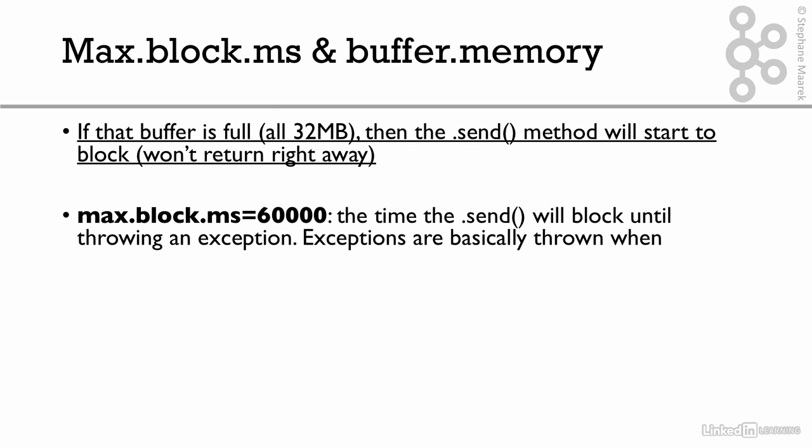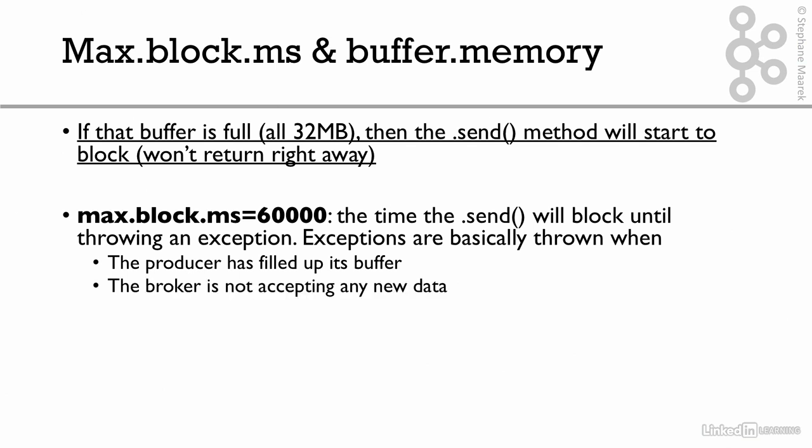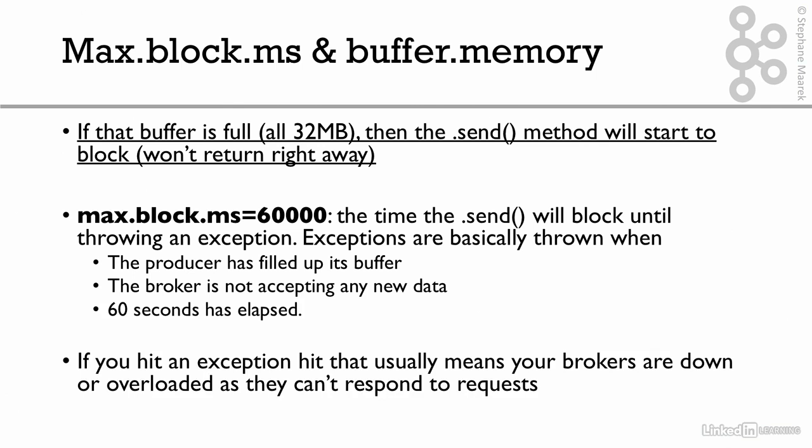And this is the exception sometimes people see when they have super high throughputs. So if you see it, then you're aware of these settings. These exceptions are thrown when the producer has filled up its entire buffer, or the broker is not accepting any data, and 60 seconds have elapsed. If you hit that exception, that means your brokers are down or overloaded and can't respond to requests, and your producers will be stuck for a while until the brokers recover. This is quite obscure as a beginner, but trust me, if you go full into Kafka and you get this exception, you'll be happy for this lecture to be here.